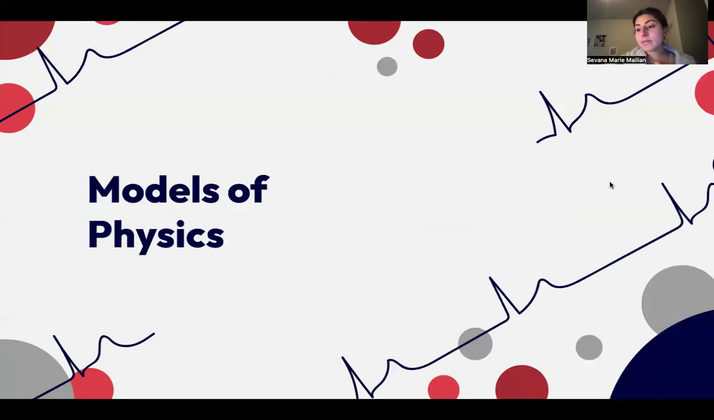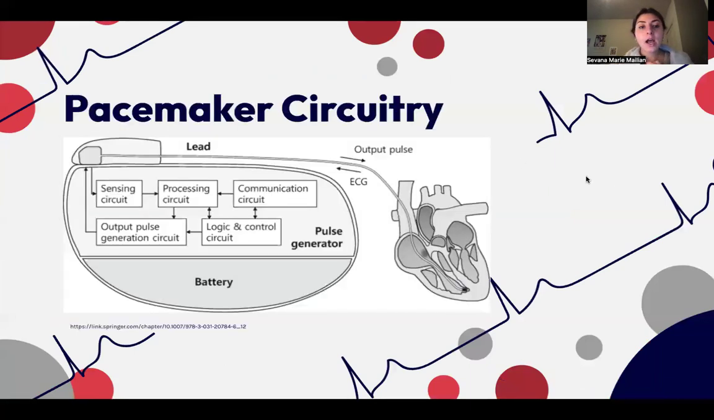So looking at these models of physics, here's pacemaker circuitry. So we see the pulse generator broken down into multiple mini electrical circuits. So you have a sensing circuit, a processing circuit, communication circuit, logic and control circuit, and the output pulse generation circuit.